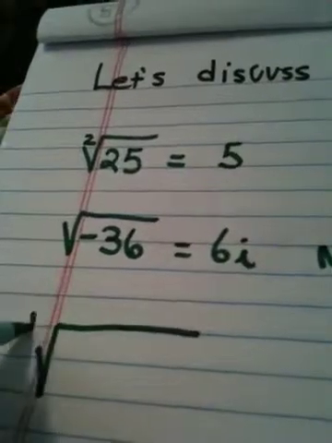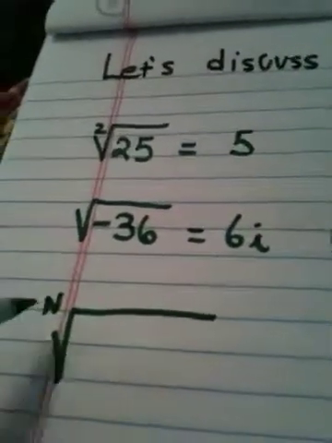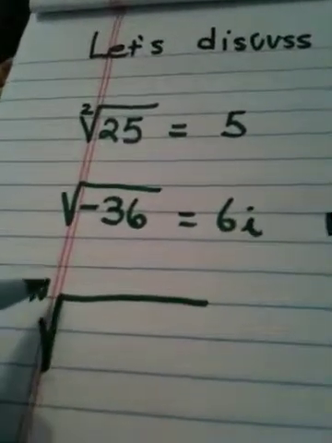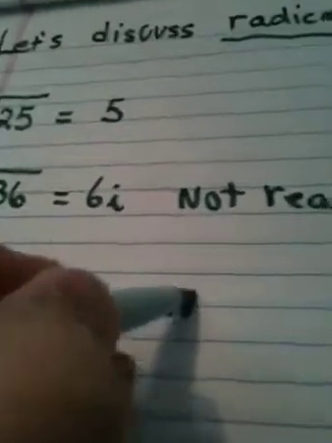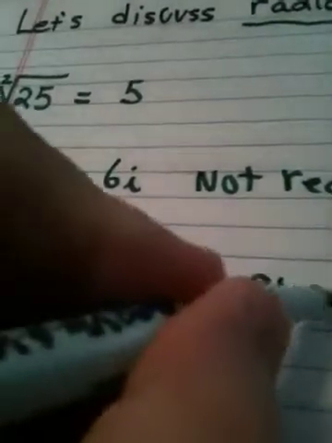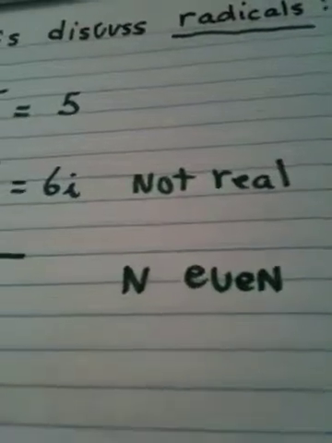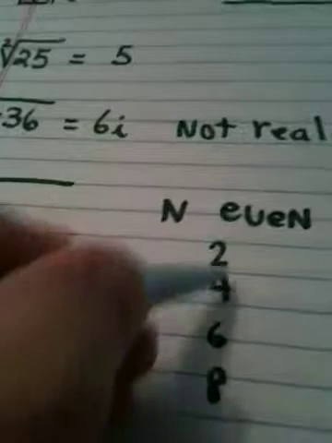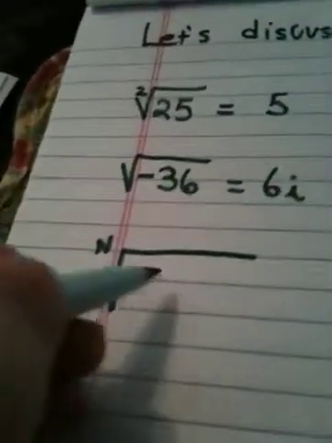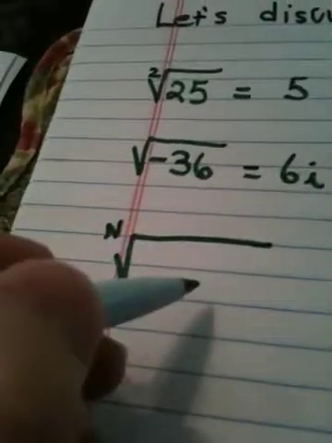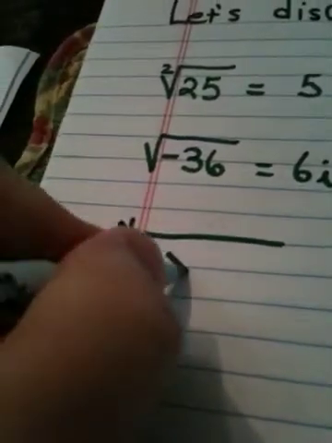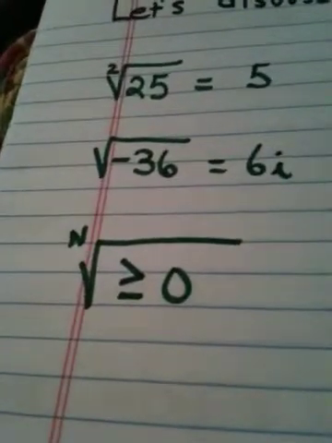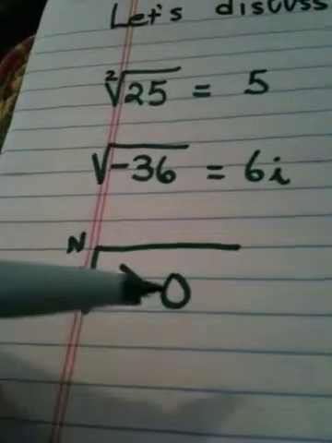So for that reason, here's something you need to know. Anytime I'm taking the nth root of a number, n is the index. When n is an even number, like a 2, a 4, a 6, an 8, and so on, anytime I have an even index, the quantity underneath has to be greater than or equal to 0 to get an answer out that's a real answer.